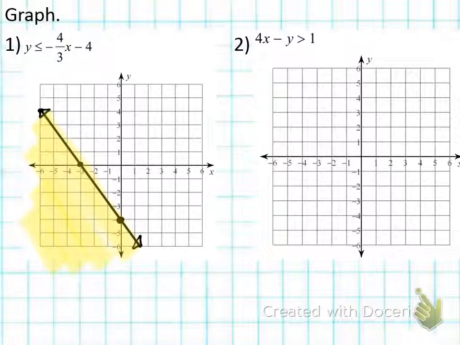That could be what this means, okay? It depends what your model is, but that's how we'd use it in real life. Number 2, 4x minus y is greater than 1. Okay, again, this one is not in the correct format, so we're going to have to manipulate this.